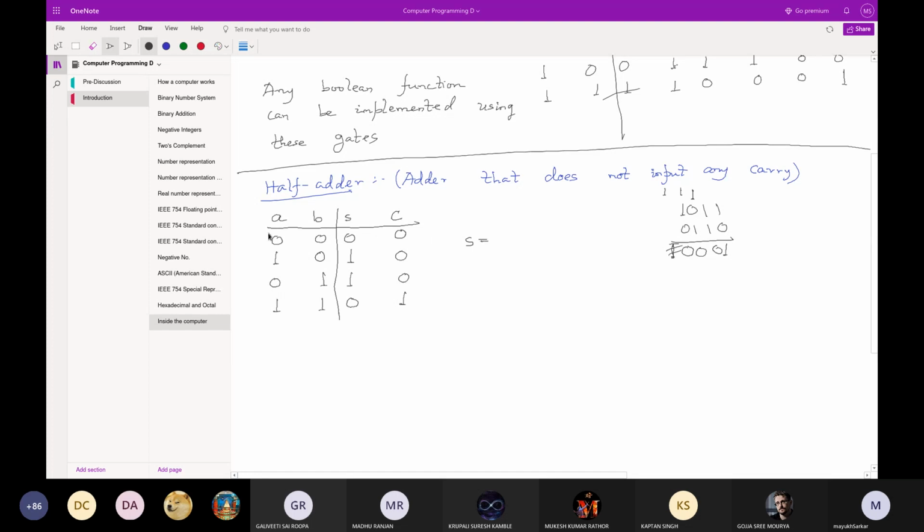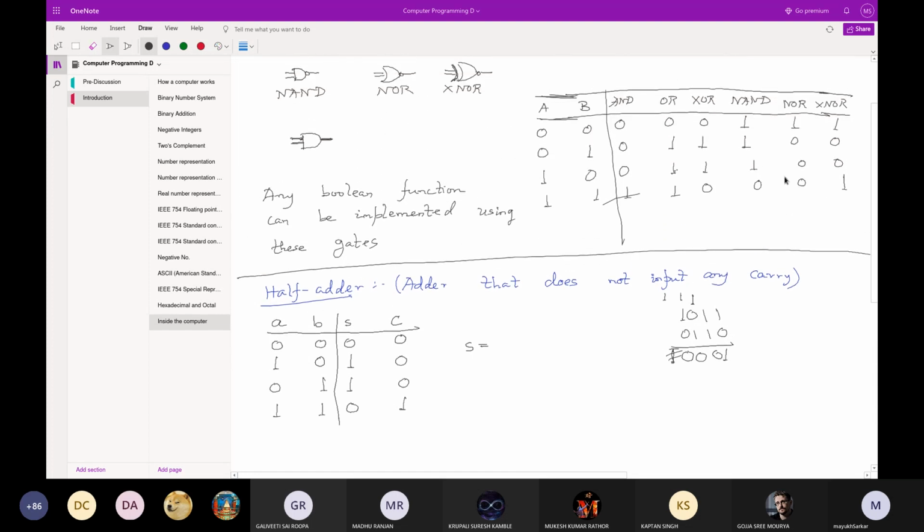S is, if you look into this truth table, the XOR of A and B. XOR has a symbol. This is the XOR symbol used in Boolean functions. A XOR B. This is XOR. And if you look into the carry, see 0 0 0 1. This is AND. The logic of AND. AB, that means multiplication, where nothing is written between them. That represents AND. That means a dot represents AND. These are the symbols used in Boolean functions.